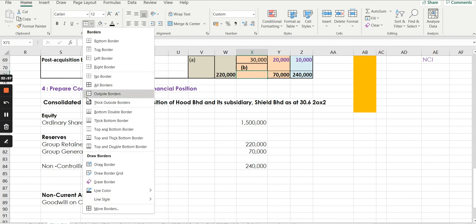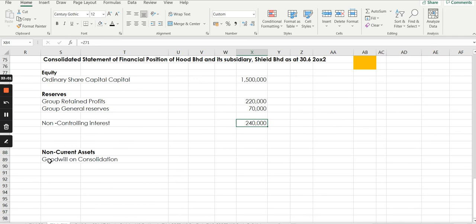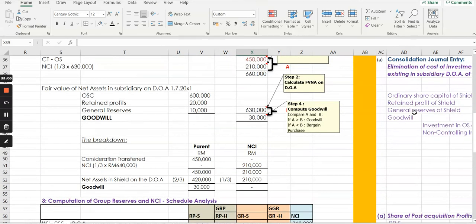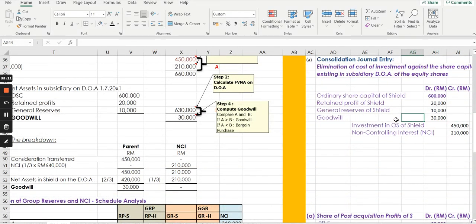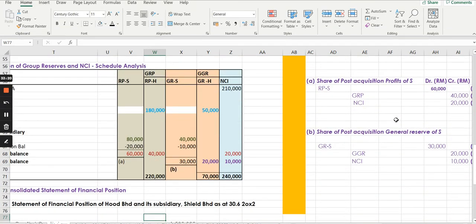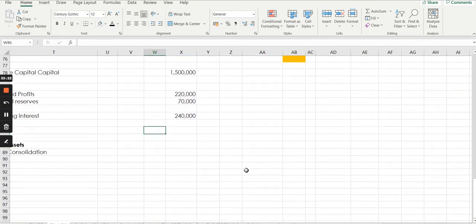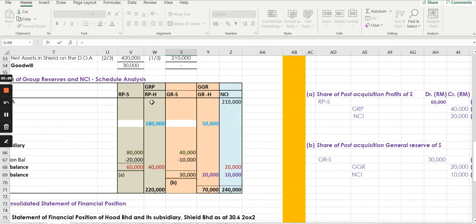Next one is the goodwill. Goodwill is a non-current asset. Earlier, we have debited the goodwill. So when we debit the goodwill, we have capitalized it as a non-current asset that arises during business combination. And this is the thing that you need to include in the statement of financial position. The goodwill has been calculated earlier, and that was 30,000.